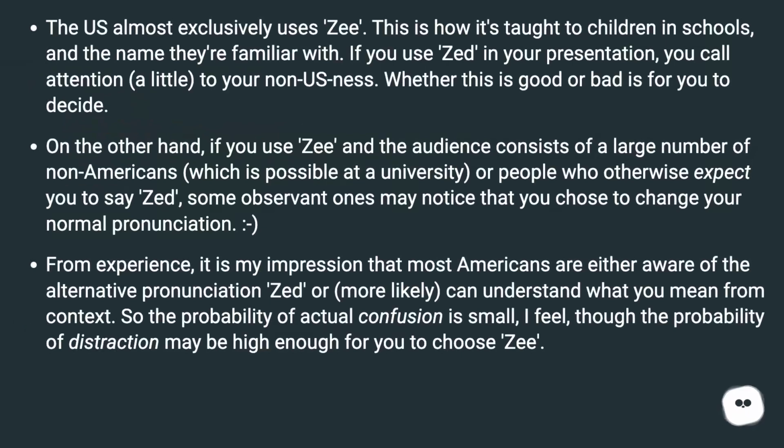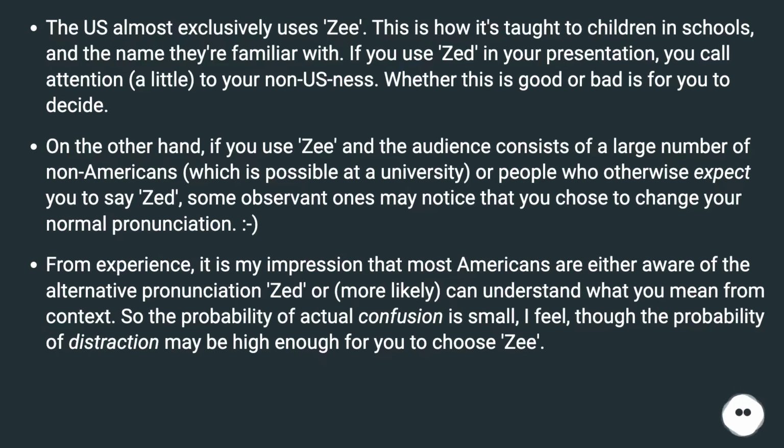If you use Z in your presentation, you call attention, a little, to your non-ness. Whether this is good or bad is for you to decide. On the other hand, if you use Z and the audience consists of a large number of non-Americans, which is possible at a university, or people who otherwise expect you to say Z, some observant ones may notice that you chose to change your normal pronunciation.